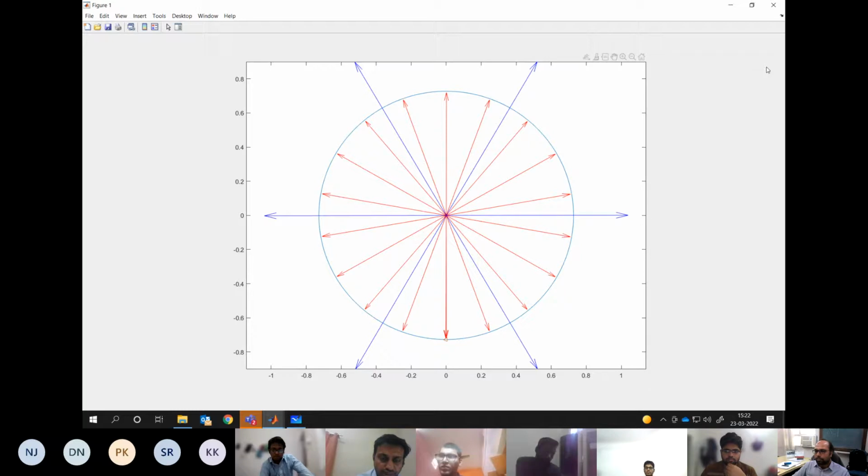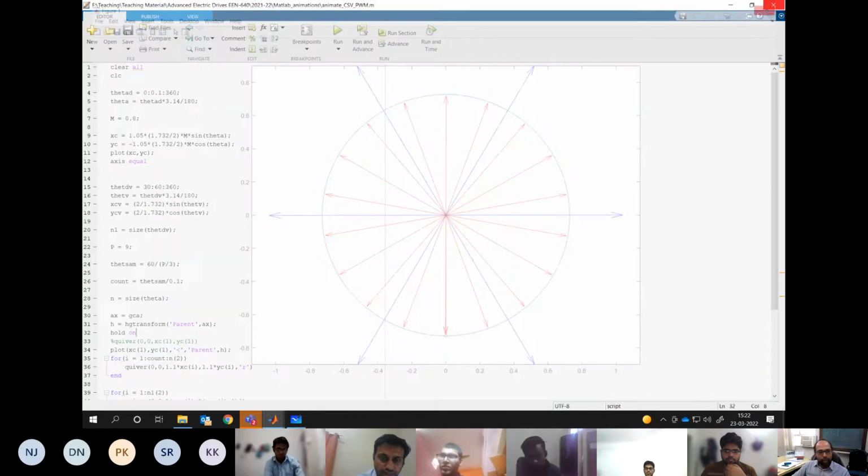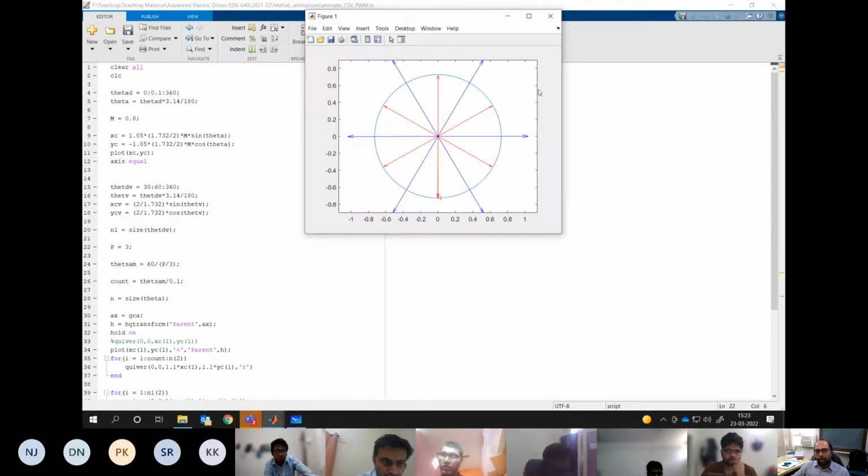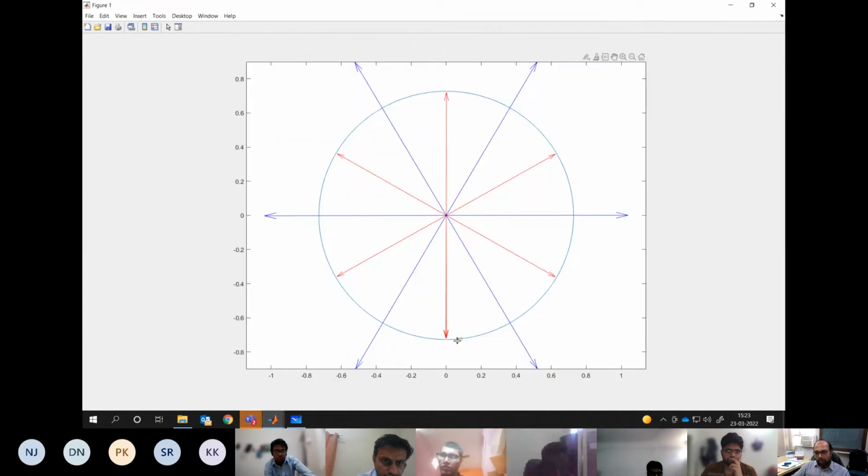Let us say now if I take only pulse number 3, which is one sample per sector, what will happen? For the 60-degree duration, you will have only one sample, which is of course a very crude, very incorrect approximation. There will be huge ripple. As it is moving from one point to another point, we have only one sample to realize.